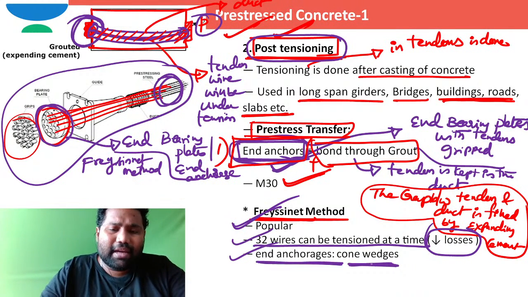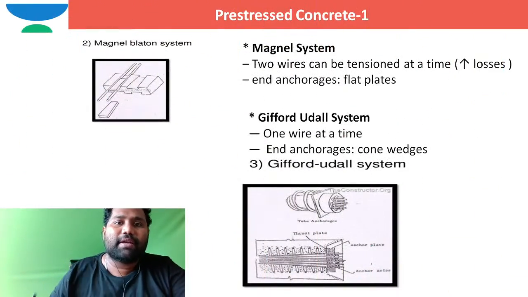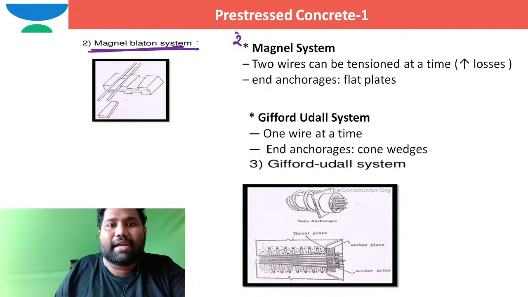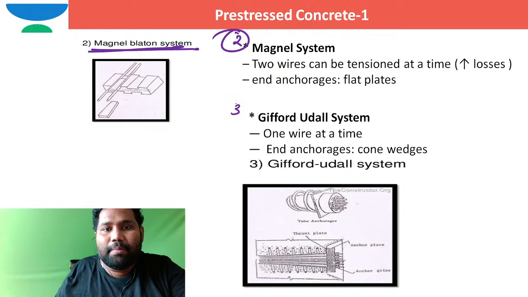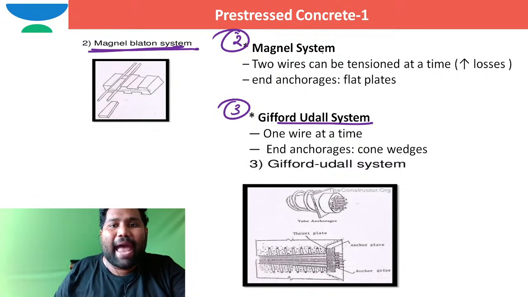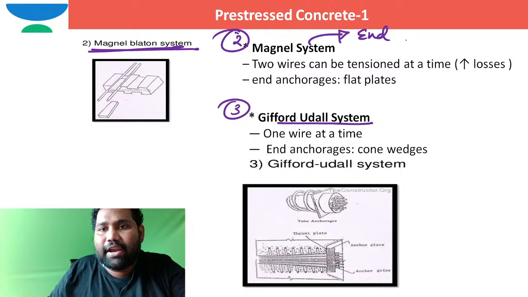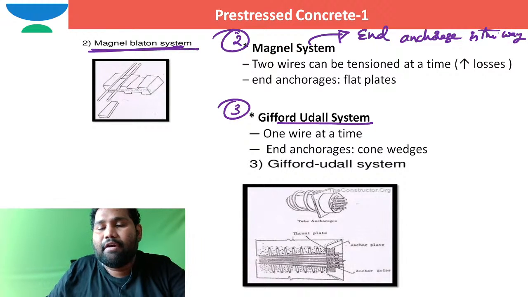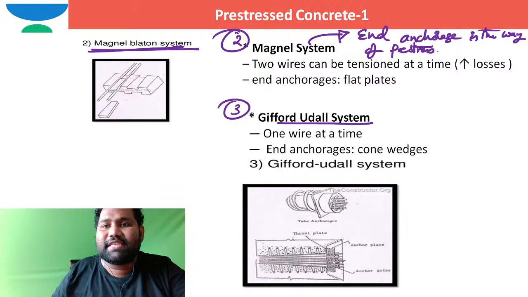Now, there are other types of methods for post-tensioning. The second method is the Magnel-Blaton method, or Magnel system. The third method is the Gifford-Udall system. In this Magnel-Blaton system, the pre-stress transfer is also by end anchorages. In every case of post-tensioned concrete, the pre-stress transfer is by end anchorages, no doubt.